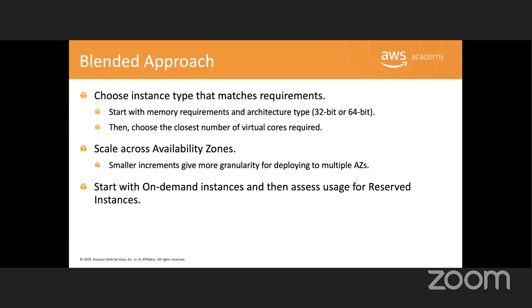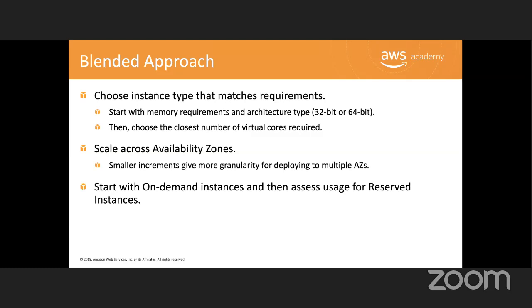The blended approach. Okay. So what it means is that you choose the instance type that matches requirements. You start with memory requirements and architecture type, 32-bit or 64-bit, and then you choose the closest number of virtual cores required. You know that when you choose an instance, one of the things that you have to consider is the cores. This is a computer, right? Computers usually have 8 cores, 16 cores, you know.